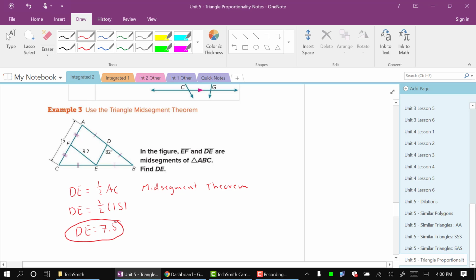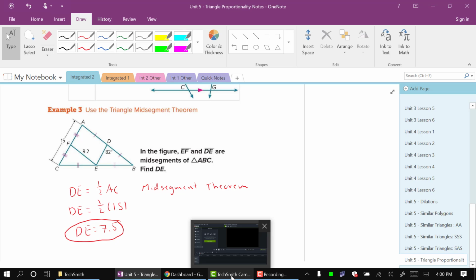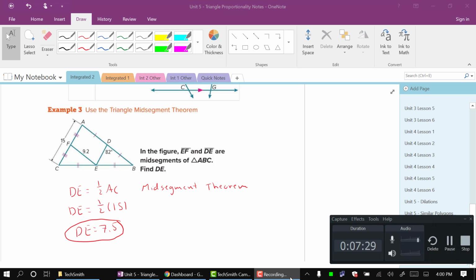So we took a look at the triangle proportionality theorem, and we took a look at the midsegment theorem. Tomorrow we're going to look at the corollaries. So go ahead and review the video, and then write a quick summary off to the side of what we've learned so far.